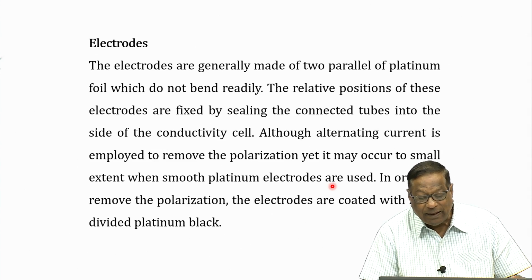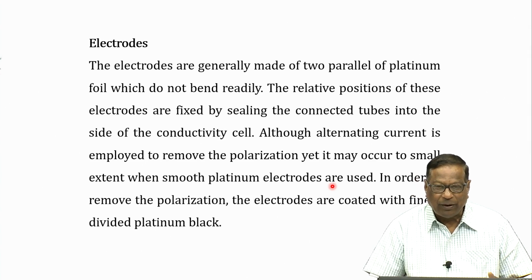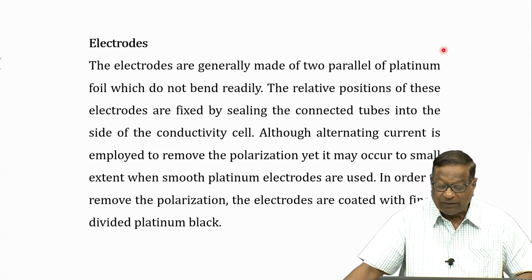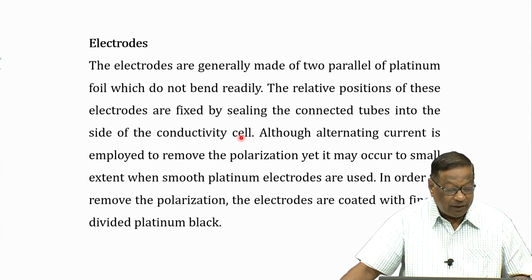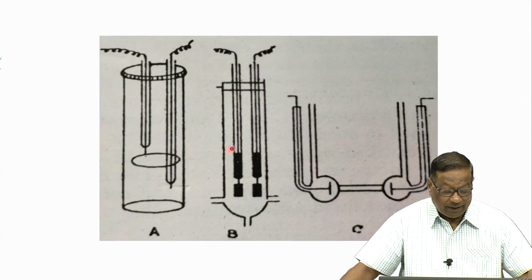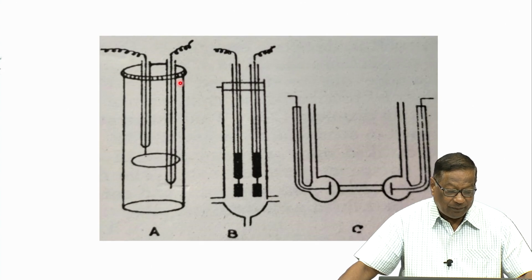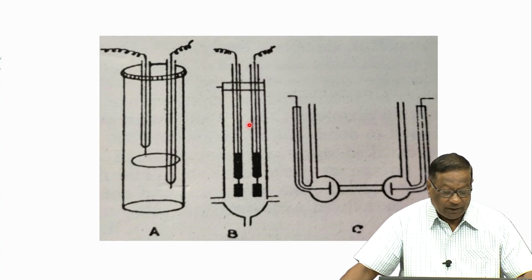So, the relative positions of these electrodes are fixed by sealing the connecting tubes that we have already seen in the previous slide into the side of the conductivity cell. Here you have seen. So, they are all bound at the back.